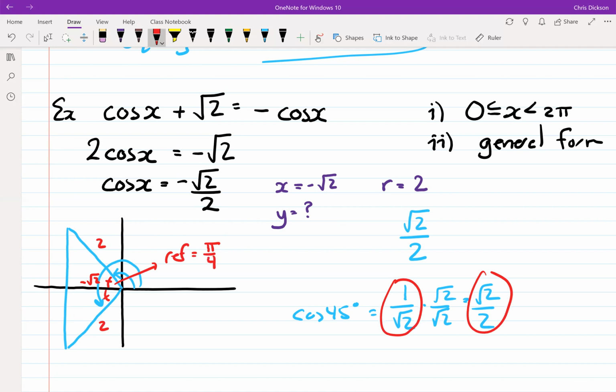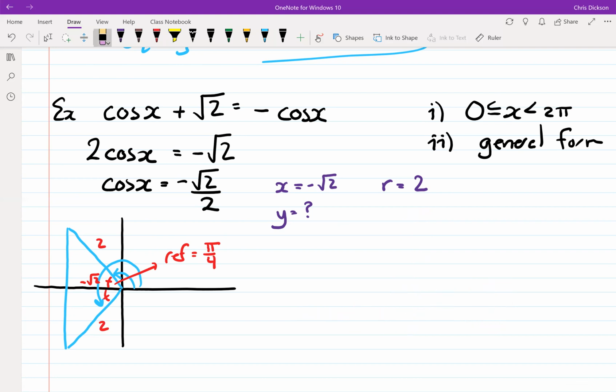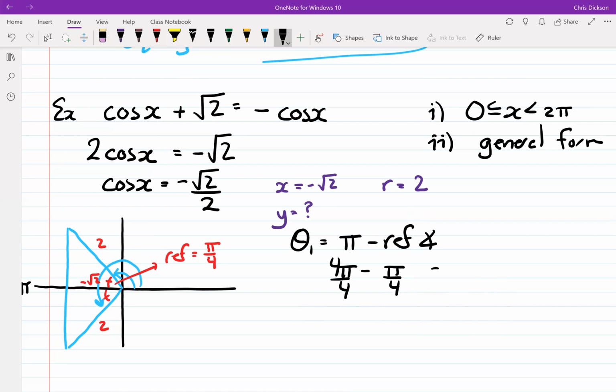Okay, so let's erase all this work so I can do a little bit more work in this area. So what I'm going to do is solve for the first angle. So I'm going to say theta 1 would be pi. That's where pi is right there. So I'm going to go pi minus the reference angle, right? So pi minus pi over 4, and common denominator 4 is here. So I get 3 pi over 4.